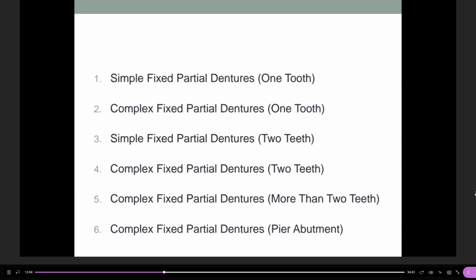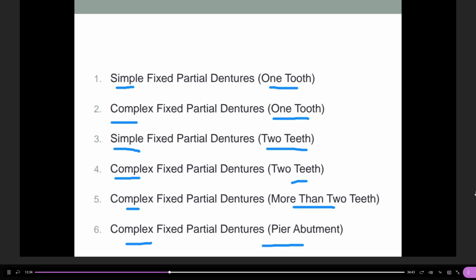Simple fixed prosthesis, one tooth missing. Complex fixed prosthesis, one tooth missing. So we will know which situation. Even a single missing tooth can be complex. Simple fixed prosthesis, two teeth missing. Complex fixed prosthesis, two teeth missing. Complex prosthesis, more than two teeth. Any patient with more than two teeth missing is a complex fixed prosthesis. Complex fixed prosthesis where there is a pier abutment situation.